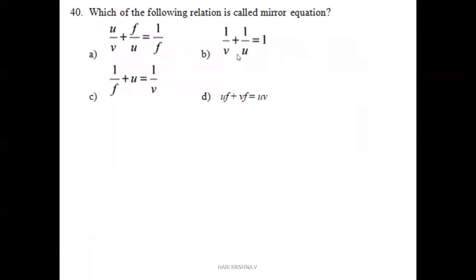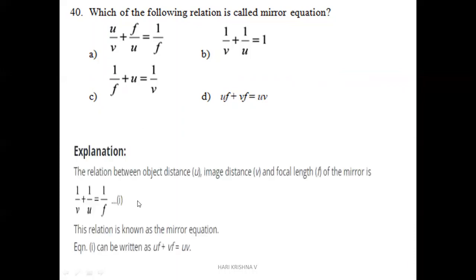Next, which of the following is called the mirror formula? Seeing the question itself, you can say 1 by V plus 1 by U is equal to 1 by F. What is the correct answer? So option A, 1 by V plus 1 by U is equal to 1 by F, can be written as UF plus VF equals UV. Solve it. So option D is correct.